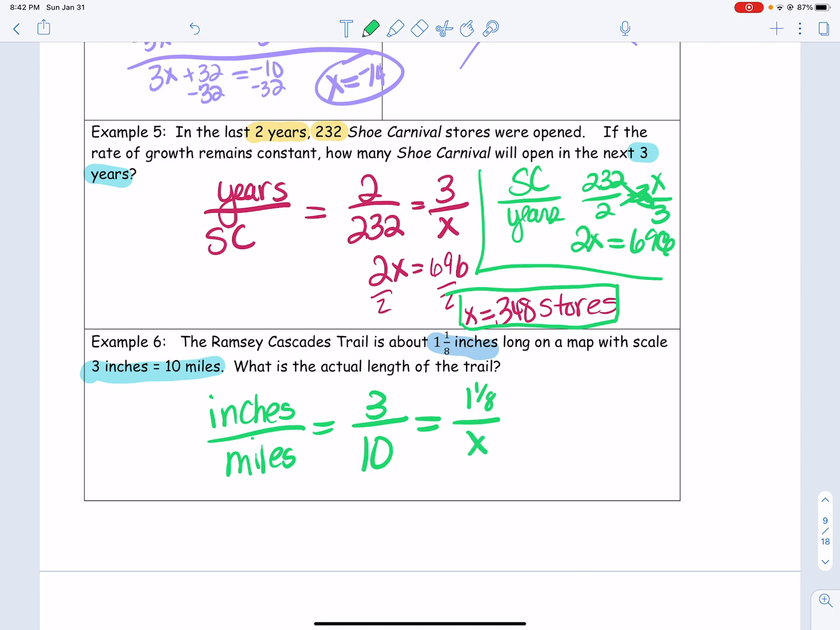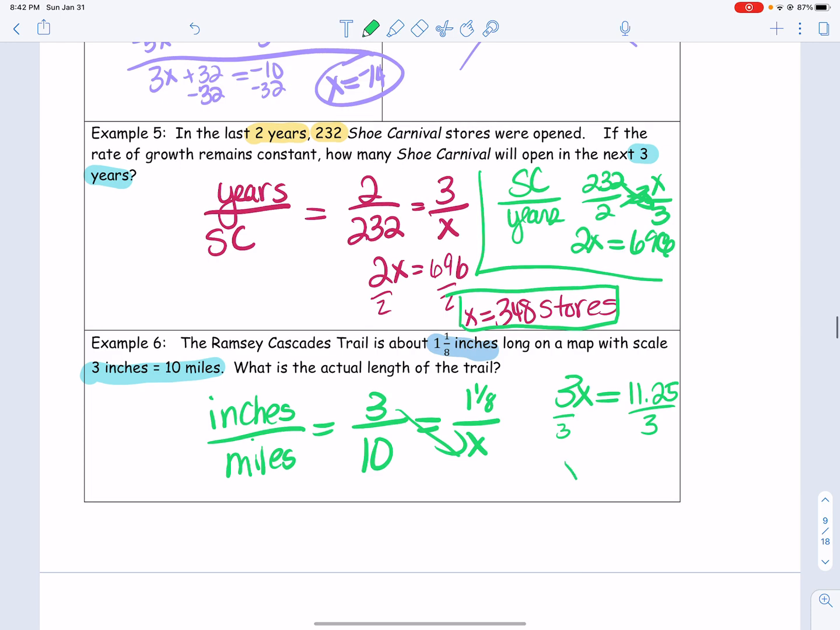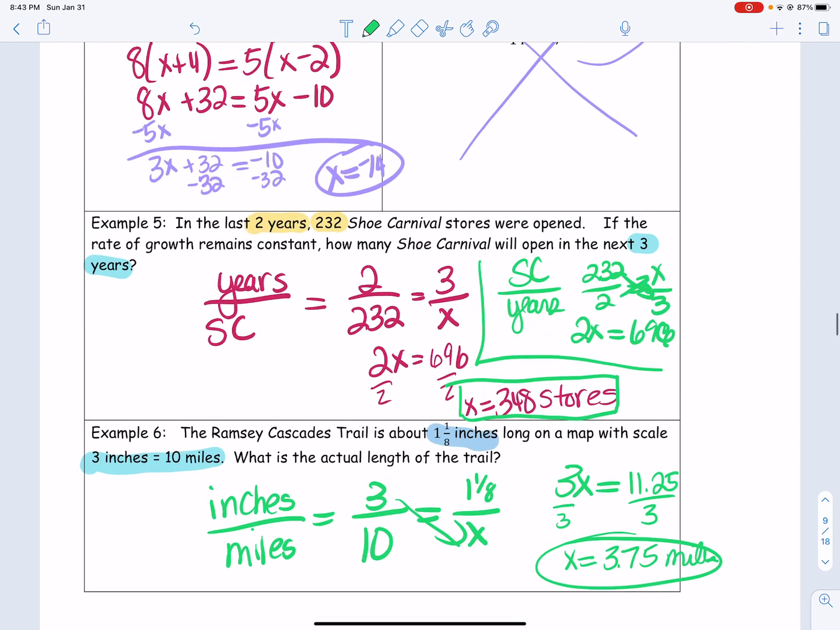So if I cross multiply, I would have 3x equals, well, 1 1/8 would be 9/8. So if I multiply that, that would be 90/8, which is 11.25. And I used my calculator. You would be allowed to. So then I'm going to divide by 3. 11.25 divided by 3 is going to be x equals 3.75 miles. Okay. All right.